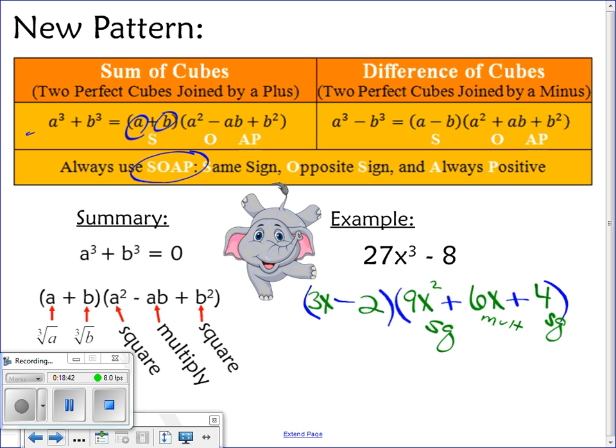Paige? Because I'm squaring this number first. No, it's 9x squared. Because what's 3x times 3x? X squared. Remember, to square something means to multiply it by itself. So 3x times 3x gives me 9x squared. When I'm squaring here, what's 2 times 2? It's just 4. There's no x on it. Alex?